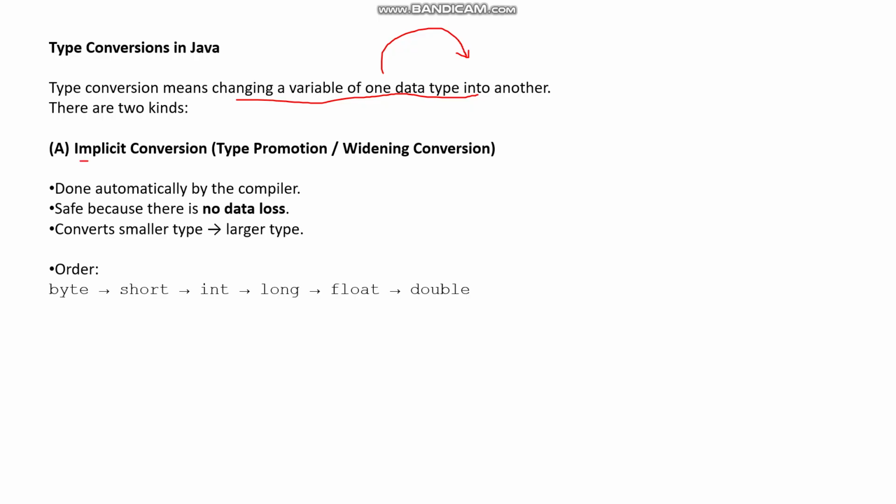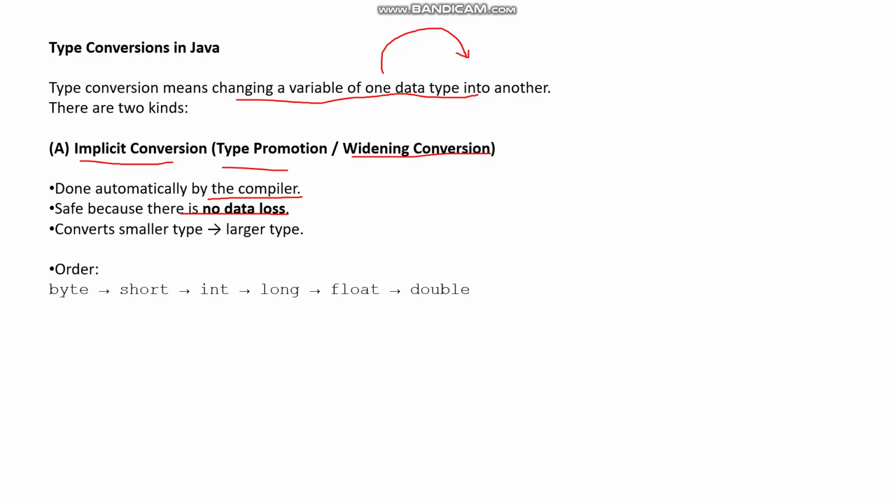The first one is called implicit type conversion. The second one is called explicit conversion. The implicit conversion is also called type promotion, or a widening conversion. Here, this conversion is done by the compiler. The implicit type conversion is automatically done by the compiler. From the implicit point of view, it is safe. Why? Because there is no data loss.